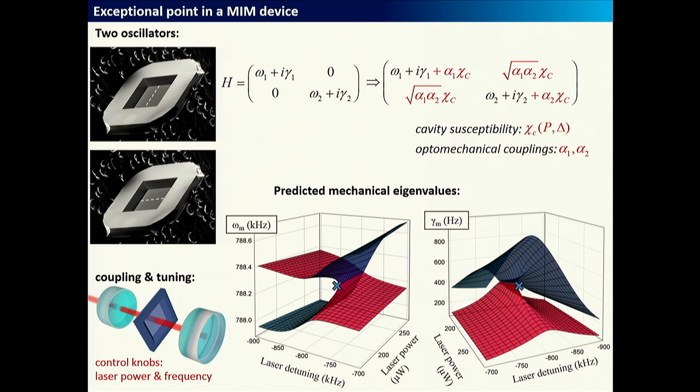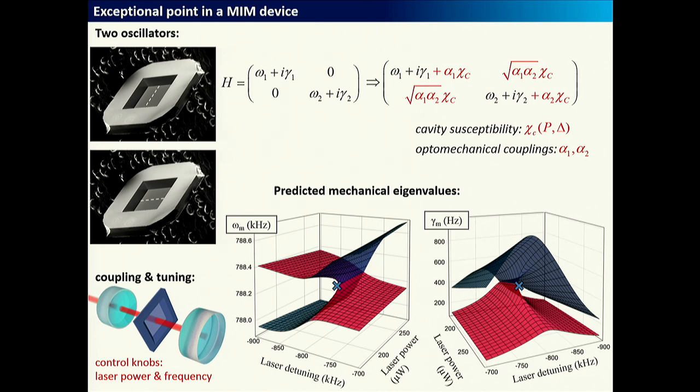This is a calculation of the mechanical oscillator's two frequencies and their damping rates. Again, I'd like to show this all in four dimensions so you could see the funny topology, but it's hard to do. So I've just plotted the real part and the imaginary part separately. The blue cross marks the location of the exceptional point.